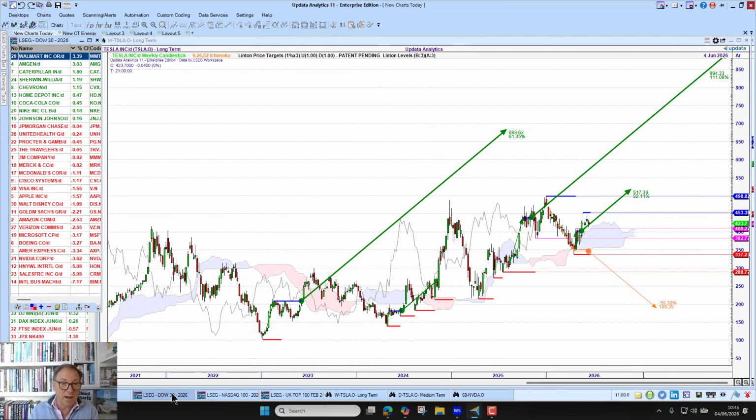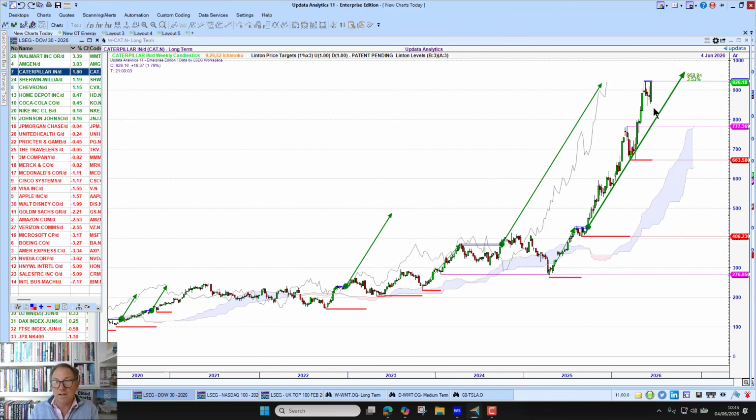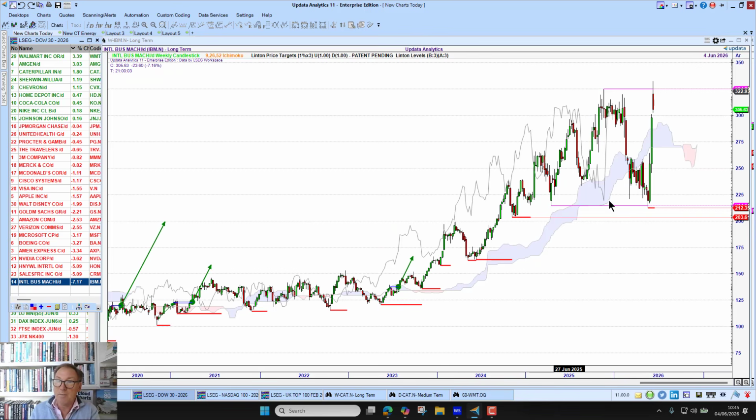Now, looking at the list here, you can go to the long-term charts as well. Walmart, interestingly, lower high, lower low, but still a long-term uptrend. Caterpillar, look at that long-term uptrend. Upside targets on the weekly given and met. IBM fell heavily yesterday, but the interesting thing is that the lagging line, despite that big move, they're still in an uptrend, bullish above the cloud, so really quite key.